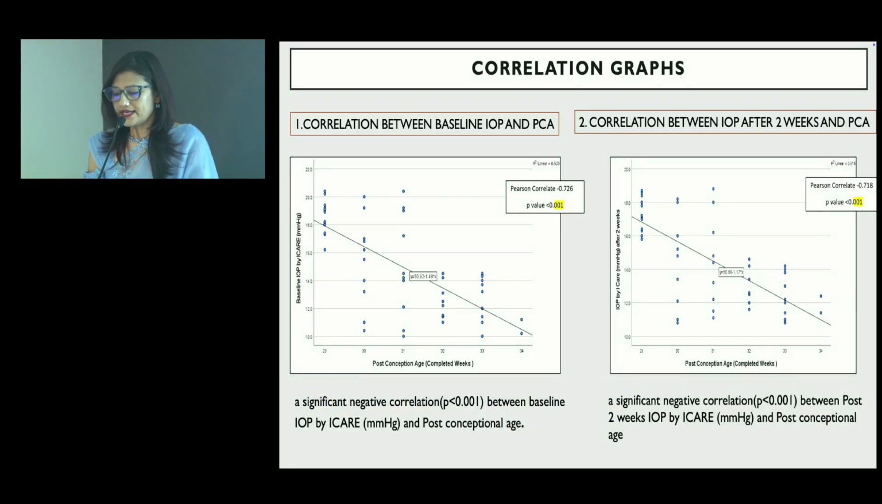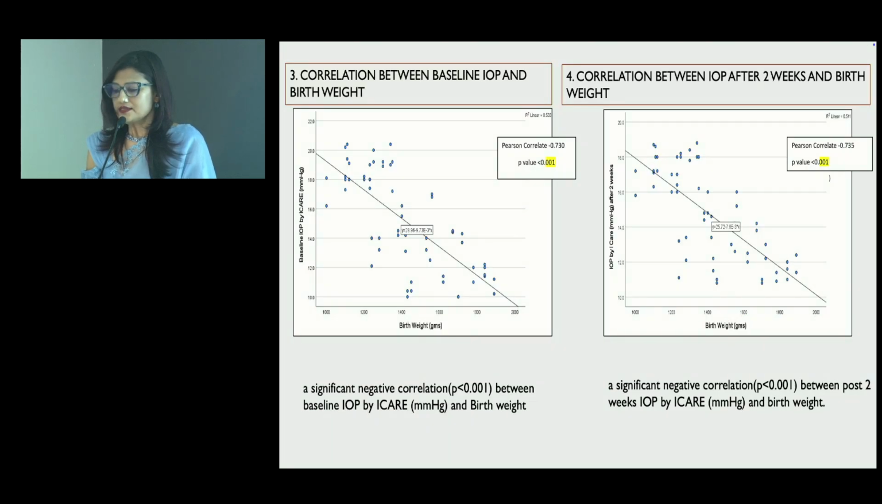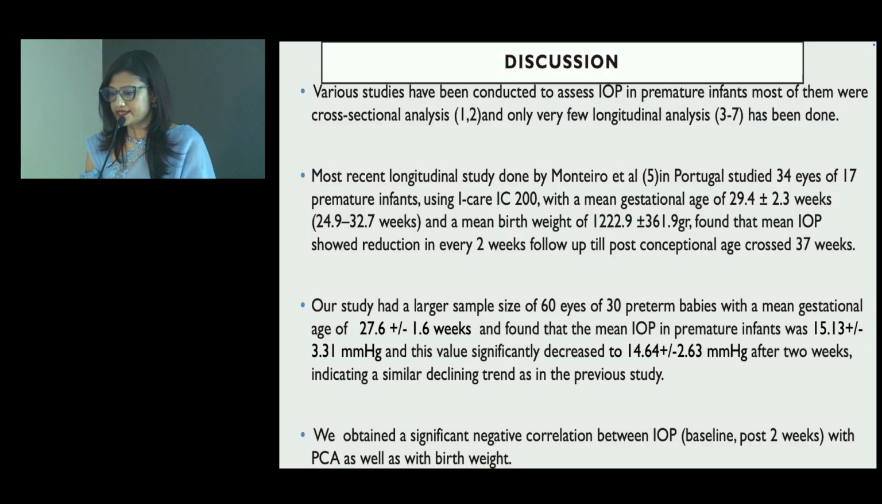These are the correlation graphs showing a significant negative correlation between baseline IOP and post-conceptual age, and a significant negative correlation after 2 weeks. This is baseline IOP and birth weight, and this is 2 weeks and birth weight.